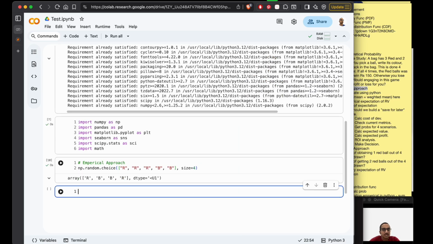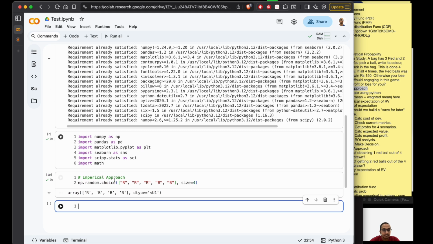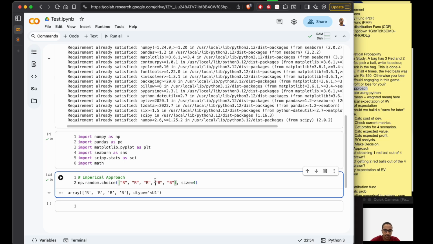Now if I run this, you will see in this experiment I got 1 red, one blue and another red. So I got 2 reds and 2 blues. If I run it again, now I got blue, red and blue. If I run it again, I got blue, red and red. I got 3 reds. Let's see if I'll get 4. Oh, I got all 4 reds. So this is how we'll be playing this.